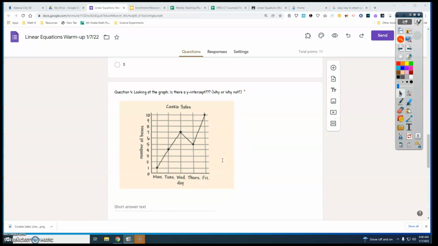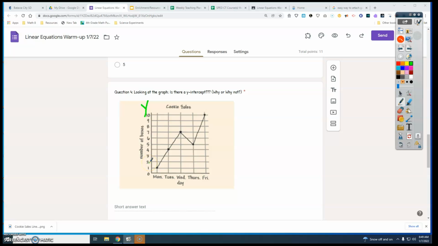Question 4, looking at the graph, is there a y-intercept? Why or why not? This is actually a pretty tough question, but the question itself says looking at the graph. So if I'm just looking at the graph and the picture that it represents, I could easily say that there's no y-intercept because this line does not cross the y-axis right here. But would it if we were to calculate the slope of this line right here? Absolutely. We would have to calculate the slope, and then we'd have to work backwards to figure out where this line would eventually cross the y-axis, which would be our y-intercept.